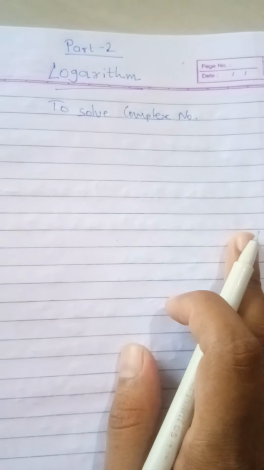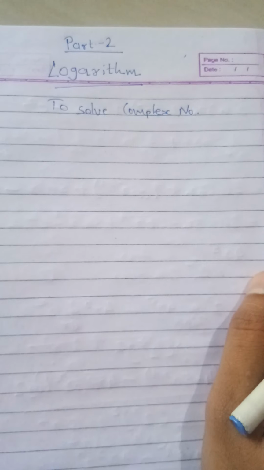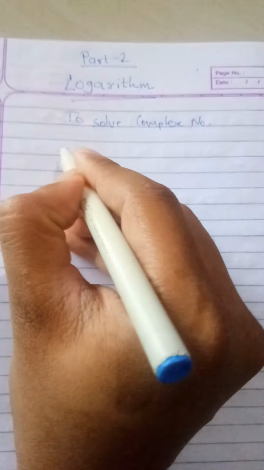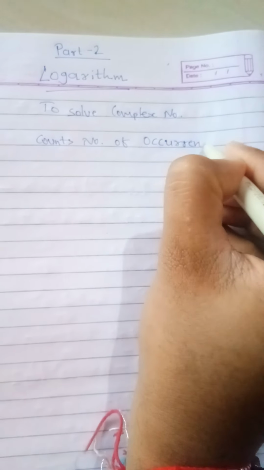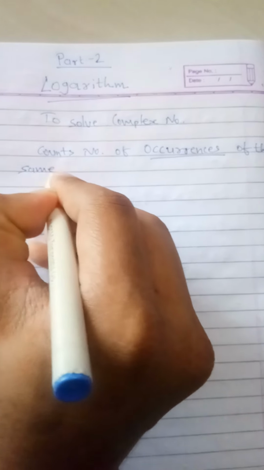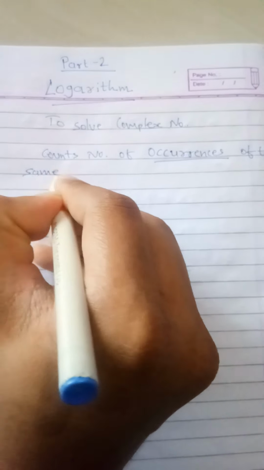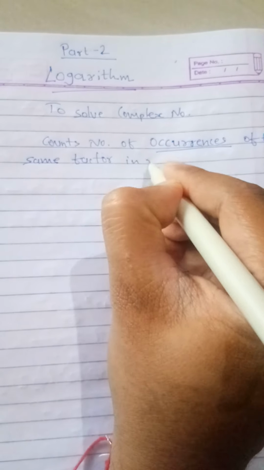If I give a definition, that definition is that it counts the number of occurrence of the same factor in repeated multiplication. How does it do that? It counts the number of occurrence of the same factor or number in repeated multiplication.